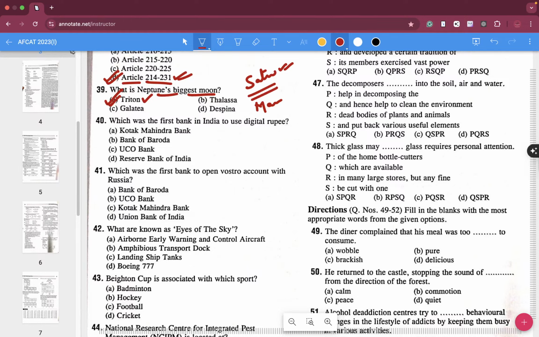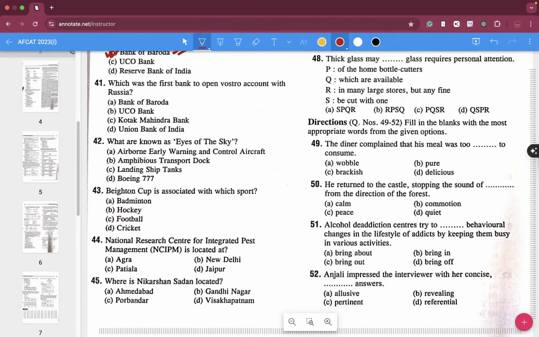Which was the first bank in India to use the digital rupee? The first bank to use the digital rupee in India was the Bank of Baroda. Which was the first bank to open a Vostro account with Russia? UCO Bank was the first bank to open a Vostro account with Russia.